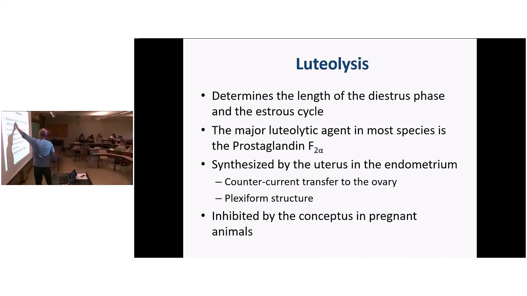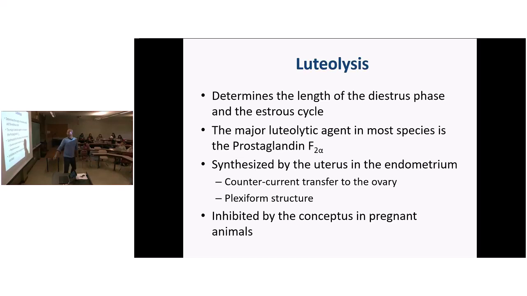So this determines the length of the diestrous phase and the estrous cycle, which is very true. In most species, the reason why they have 16, 21, or 28-day cycles has to do with when luteolysis occurs. Basically, it mandates it. Can you manipulate this? You can. After knowing how luteolysis works, you're going to understand.